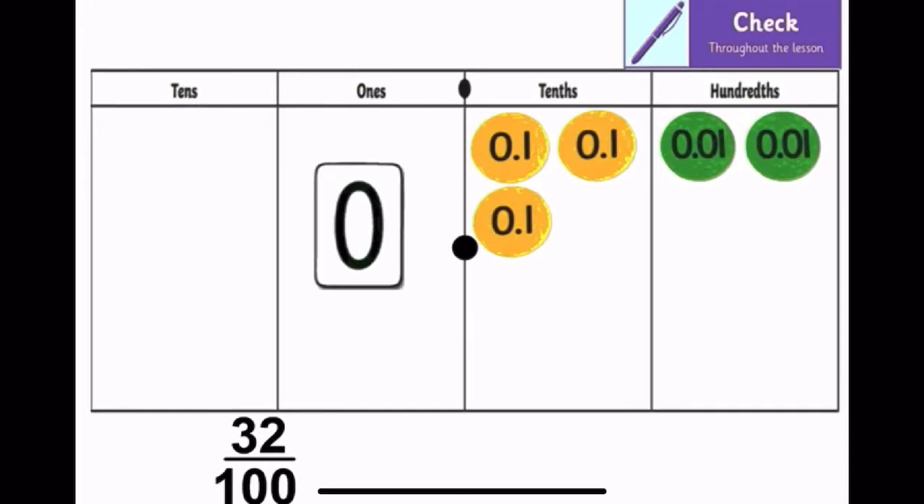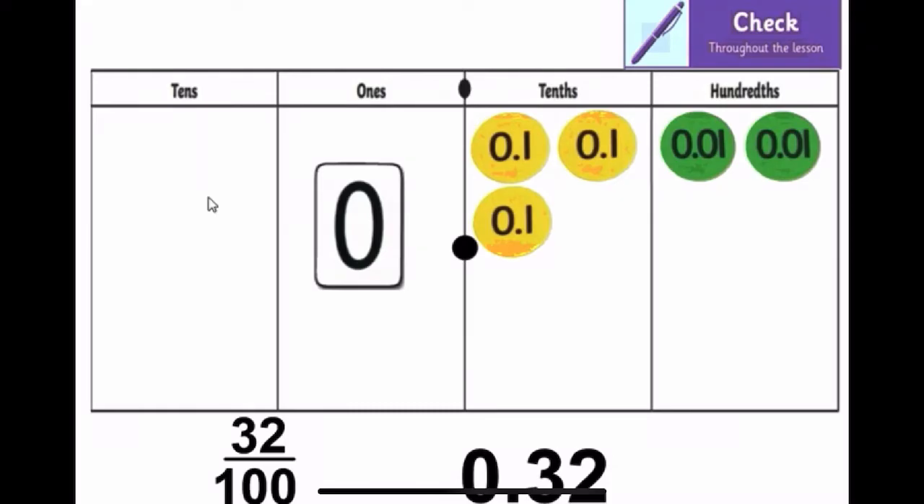Okay, so how did you get on with that? So here I've used a 0 to show we haven't got any ones. I have 3 in my tenths column and 2 in my hundredths column. So to write that as a decimal, I would need to write 0, decimal point, 3 because I have 3 tenths, and 2 because I have 2 hundredths. 32 hundredths can be written as 0.32. Let's try another one.